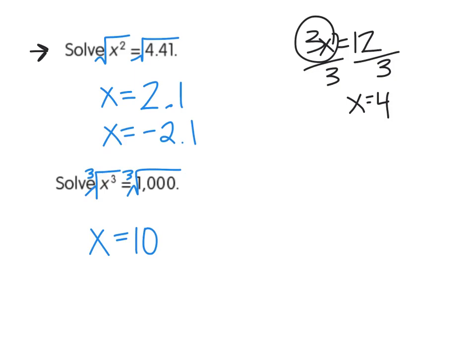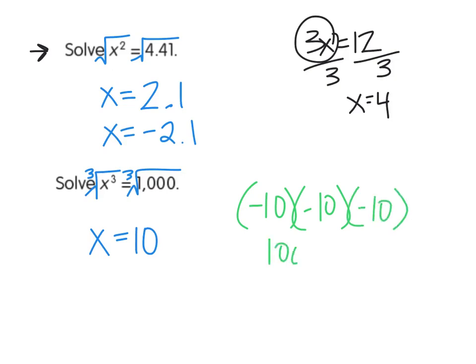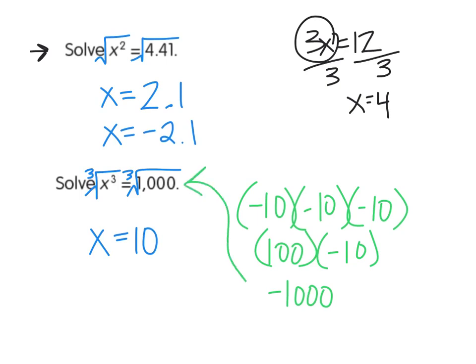Now, could x equal negative 10? It's a very interesting question. Could x equal negative 10? Let's try it. If we had negative 10, and we're doing a cube now, so we have to do it 3 times: negative 10 times negative 10 times negative 10. Let's see, negative times negative is positive. So now we have 100 times negative 10, which is negative 1,000. That's not what we want. We wanted it to be positive 1,000. So in this case, could x be negative 10? The answer is no, it cannot be negative 10.